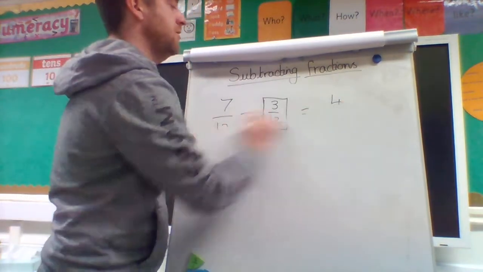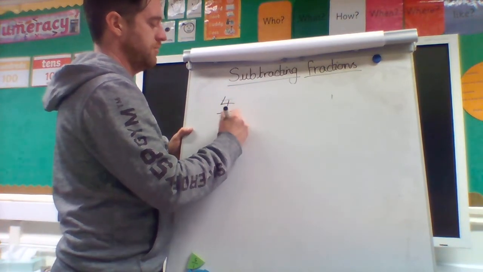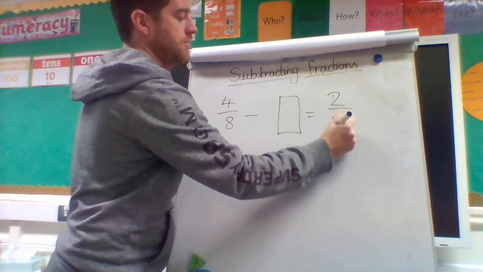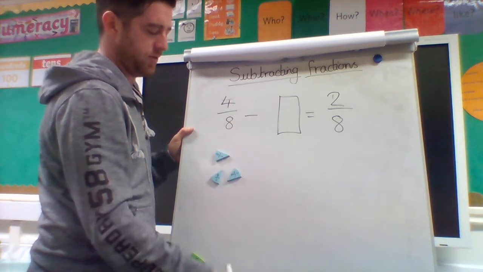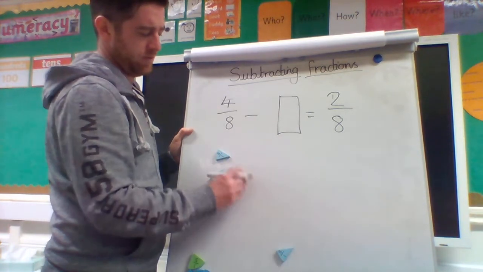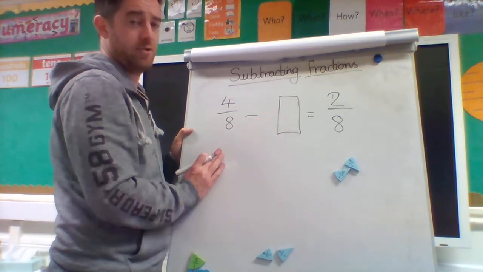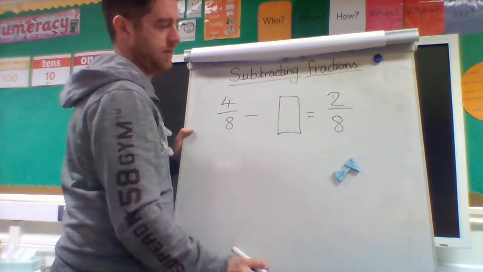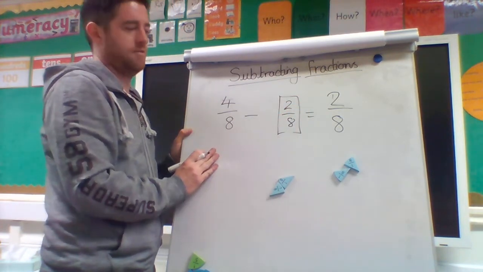Let's have another go at that. So 4/8 subtract something equals 2/8. So at the start, 2, 3, 4, I had 4/8, but then at the end I had 2/8. At the end I've got 2/8. How many did I have to take away? How many did I have to subtract? Well, I had to subtract 2, didn't I? I had 4. At the end I've got 2. I've taken 2 away. So 4/8 subtract 2/8 is 2/8.